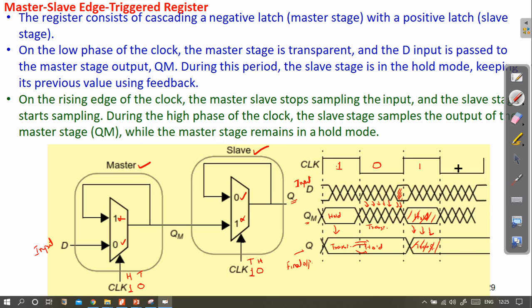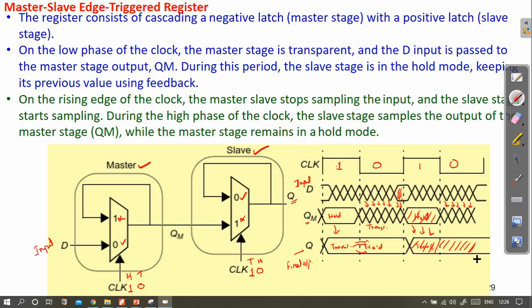Now again clock goes low. So when clock is low, master is in transparent, so QM will follow D. So QM has now started following D. Look at here. And this slave enters into hold mode, so it will maintain the previous value of Q. So whatever previous value of Q was there, that will be maintained here like this.